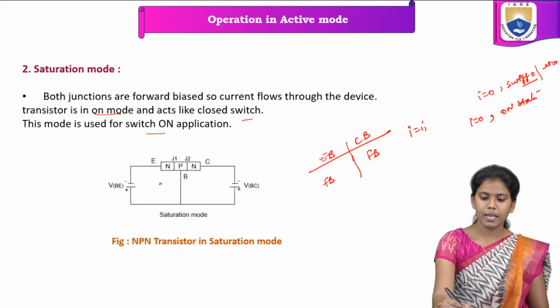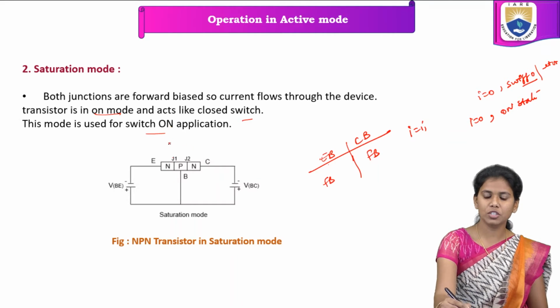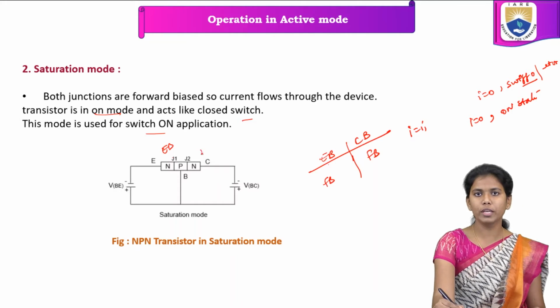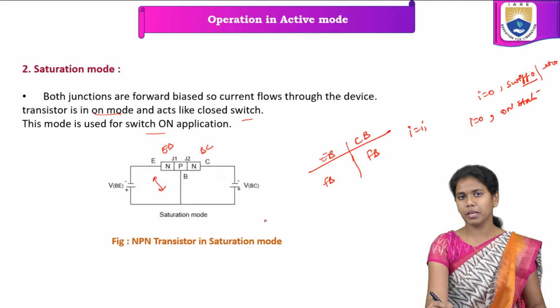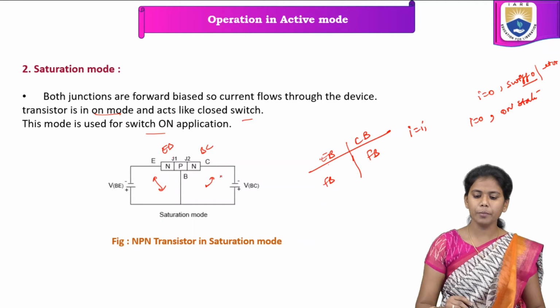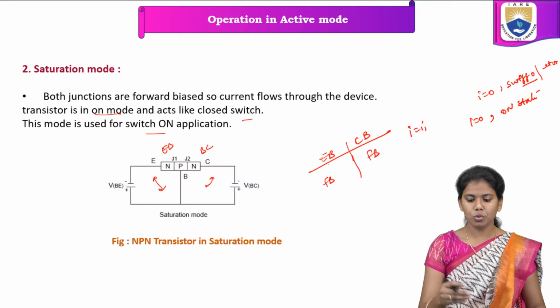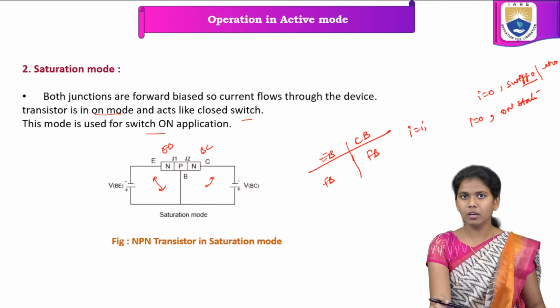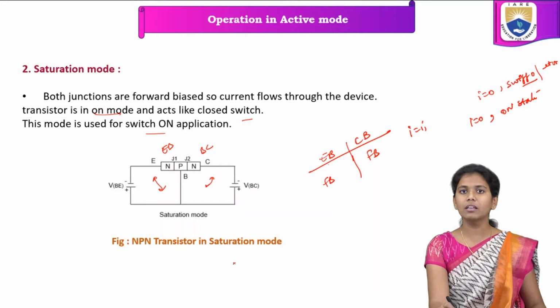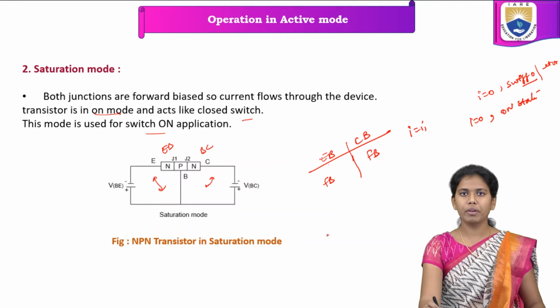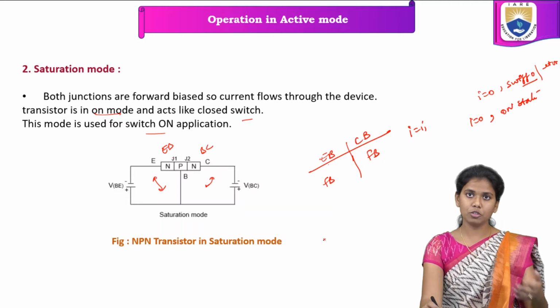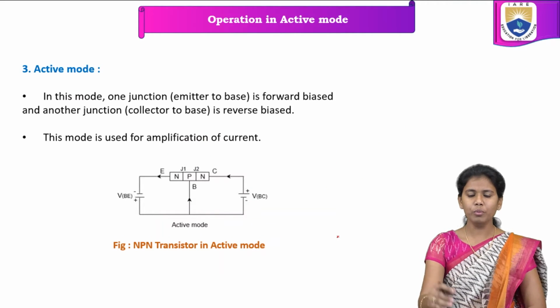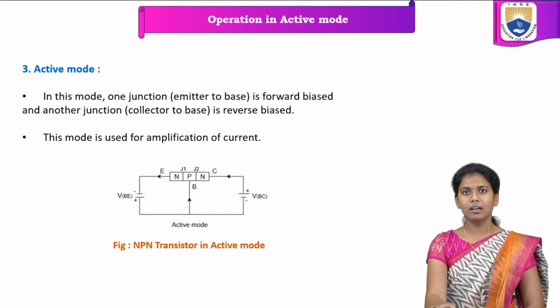So this is the same junction 1 and junction 2. Junction 1 is emitter base, junction 2 is collector base. Here VBE is the voltage across the base and emitter, and VBC is the voltage across the base and the collector. This small figure shows the NPN transistor in saturation mode. So far we have discussed how the transistor acts in saturation mode and also in cutoff mode.